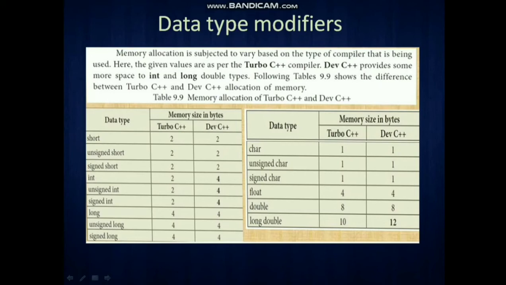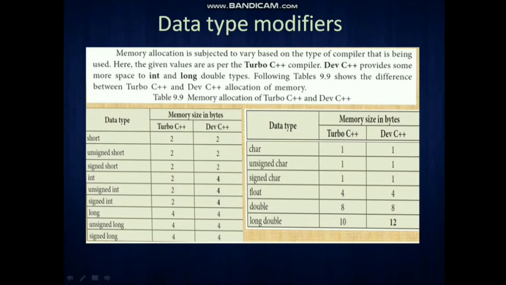Short means 2 bytes. Unsigned short means 2 bytes. Signed short means 2 bytes. Int in Turbo C++ itself gets 2 bytes, but in Dev C++ it gets 4 bytes. Unsigned int is likewise 2 bytes in Turbo C++ and 4 bytes in Dev C++.